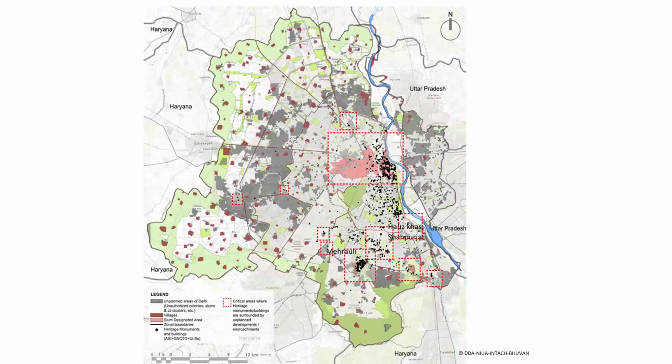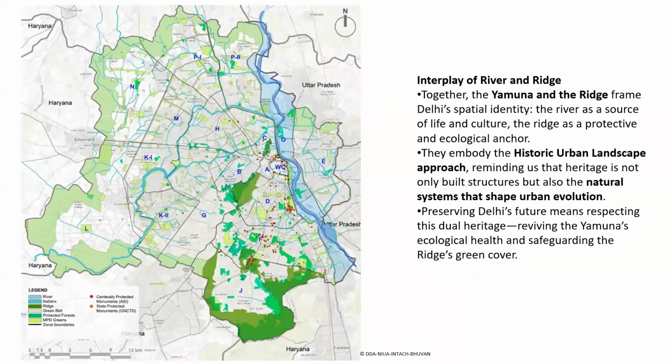So this is what it looks like now. If you see, the red dotted lines are critical areas where heritage monuments and buildings are surrounded by unplanned developments, and one of the biggest challenges in Delhi is encroachments. The gray areas that you see are unplanned areas of Delhi within the development plan. Then you see the maroons, the urban villages.